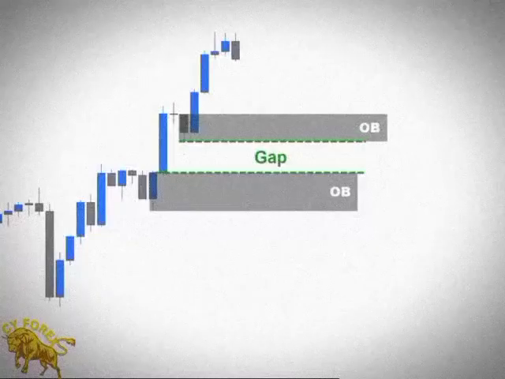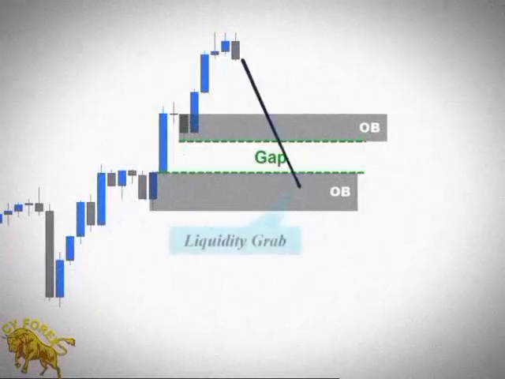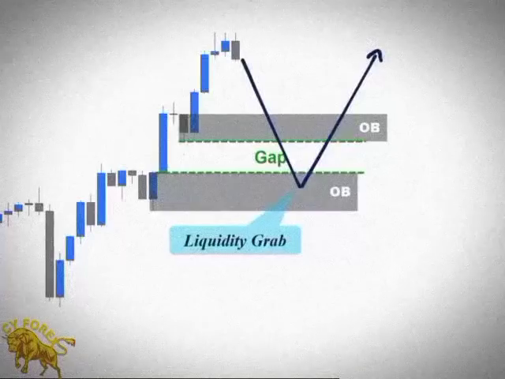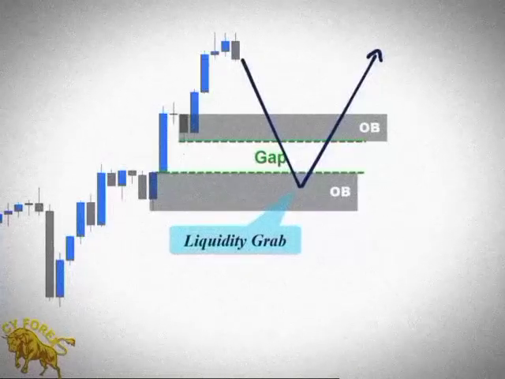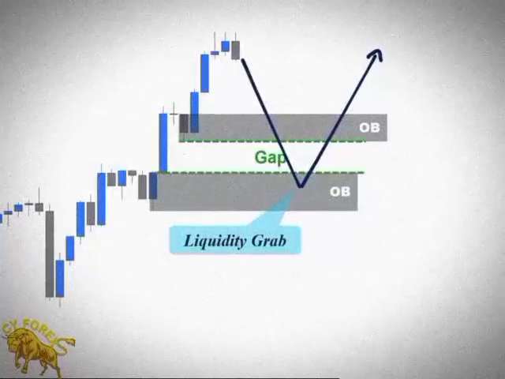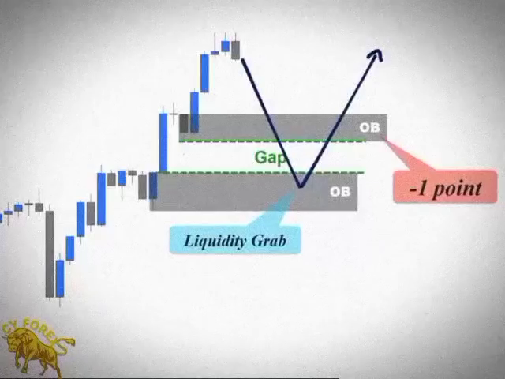Now, there is a high chance for the price to come and fill the gap, grab the liquidity below the first order block, and continue pushing up when it taps into the second order block. So when this pattern is formed, and we have a gap and another valid order block precisely under the first one, we give the first order block -1 point for trading.